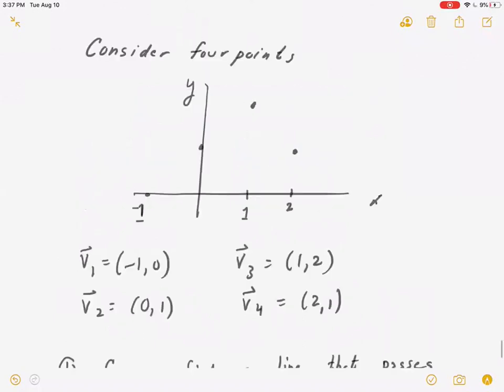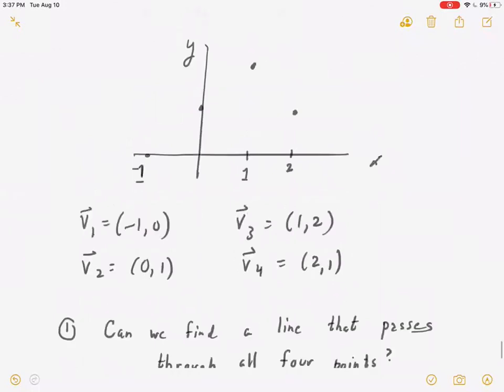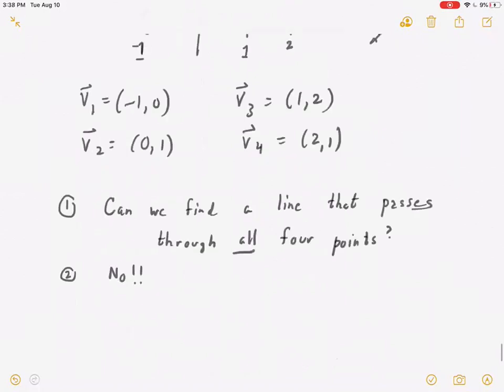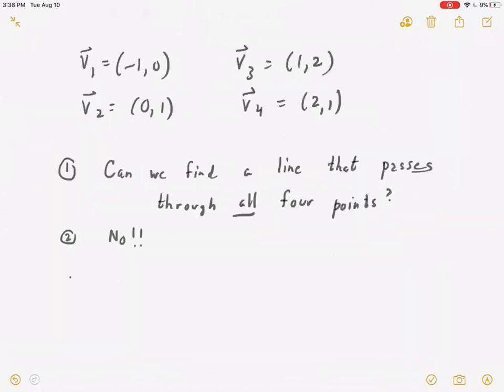And you can clearly see that. 3 of these points are fine, but this other point is off. So that doesn't mean we just stop and go home.